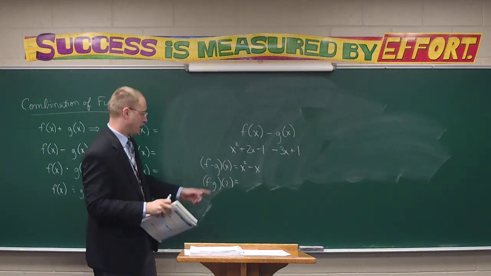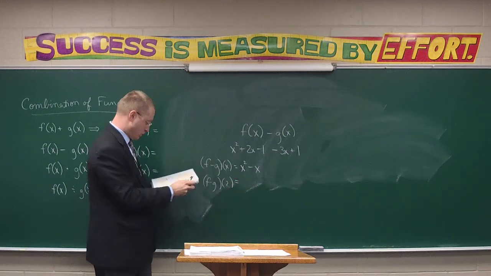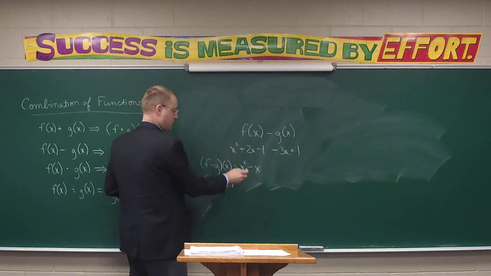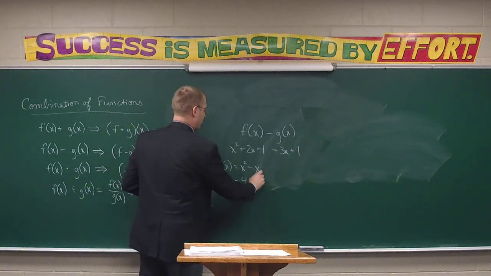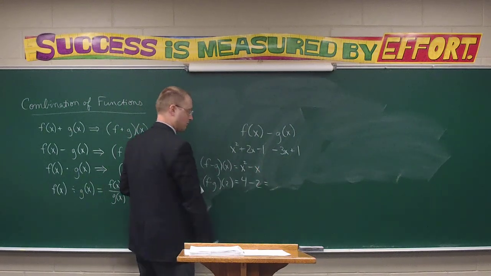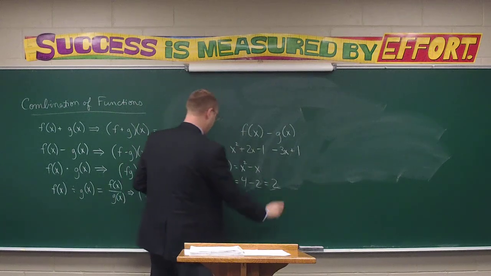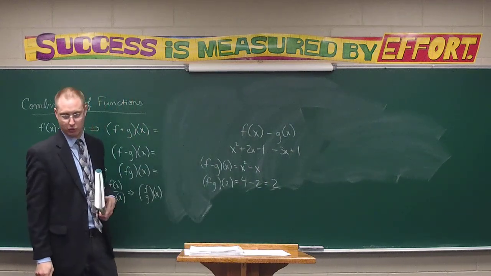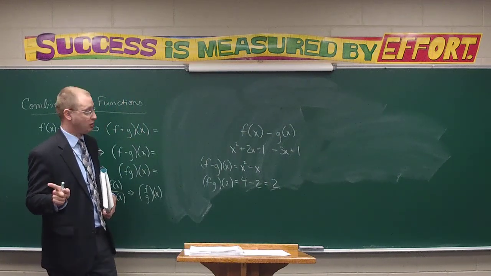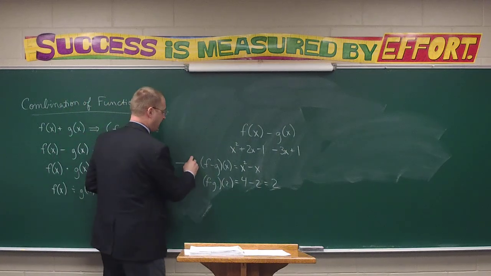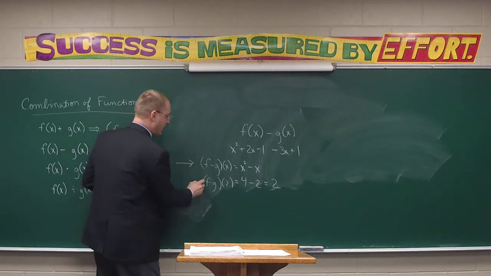Well, that means plug in a 2 into this. And when you square the x, you get 4. And when you plug in minus a 2, you get 2. And that's f minus g of 2. That's one way to do it. Because they asked, find f minus g of x, and then evaluate.